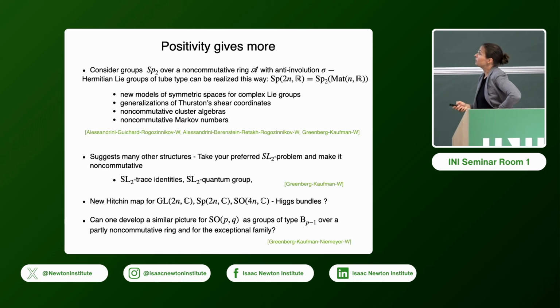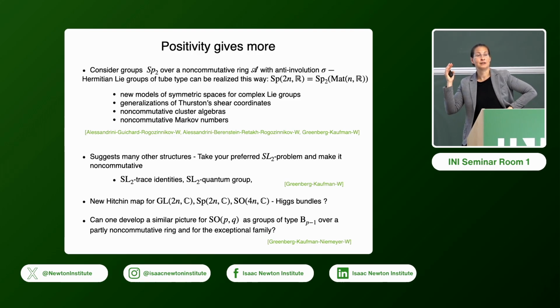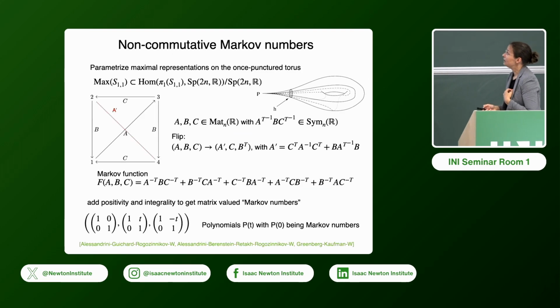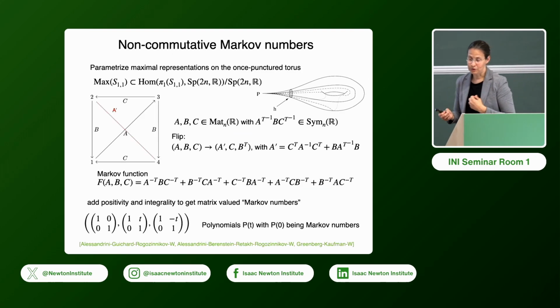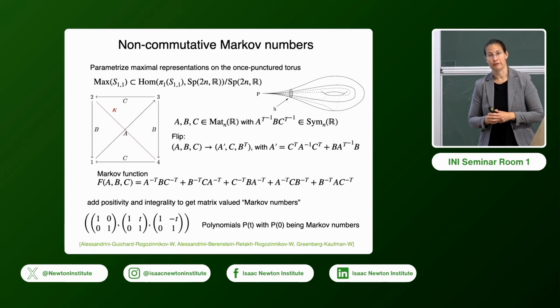So now, in the last minute, I want to come back to this Markov equation and use it as an example to tell you a bit about what I summarized on this slide: that this notion of positivity gives you a way to systematically understand higher Teichmüller spaces, but it also gives you a lot of interesting, nice structure and new perspectives on even some classical things. And I want to illustrate this by giving you a matrix version of Markov numbers.